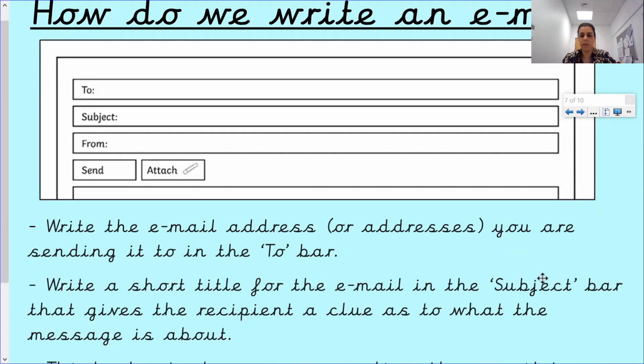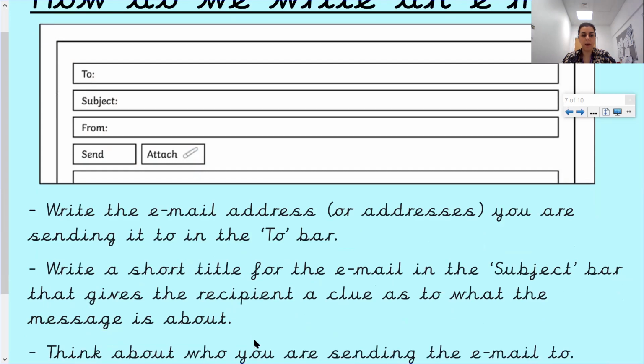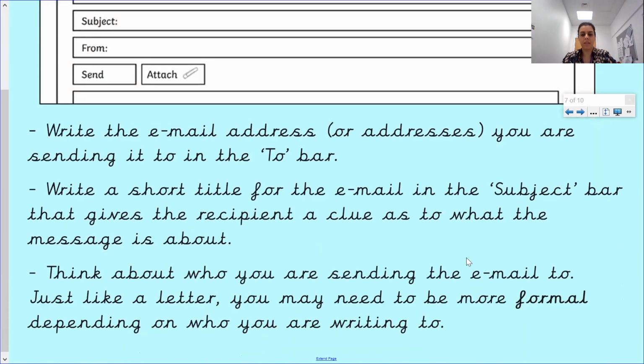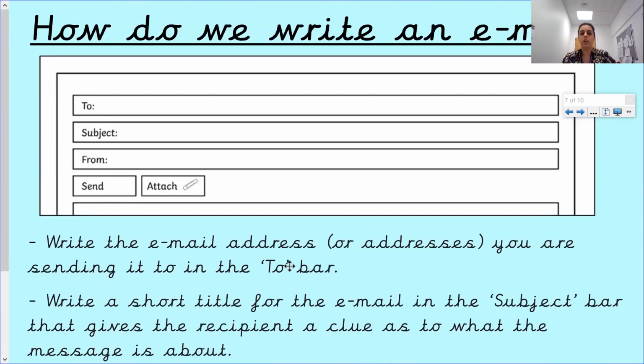Write a short title for the email in the subject bar that gives the recipient, that's the person who's receiving the email, a clue as to what the message is about. Think about who you are sending the email to, just like a letter. You may need to be more formal depending on who you are writing to. If you're writing to a friend, you could just say, Dear Leia, if you were writing to Leia, who is your friend. Or you might need to write more formally. So you might write, Dear Miss Gossage. If you're writing to an adult or someone it needs to be a more formal letter, you might address them that way.